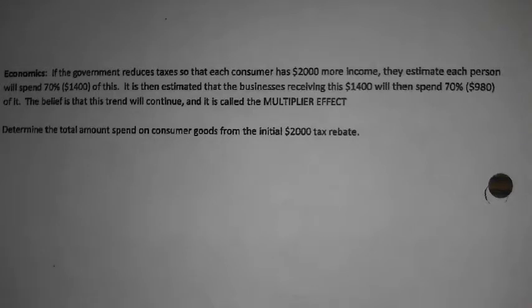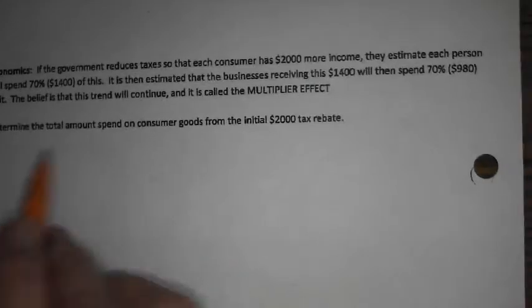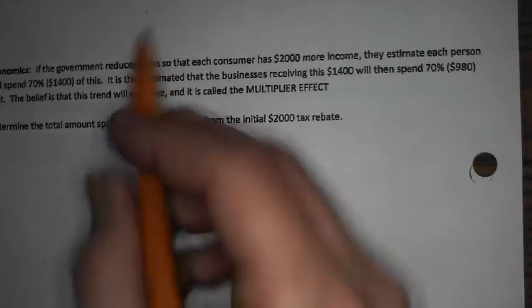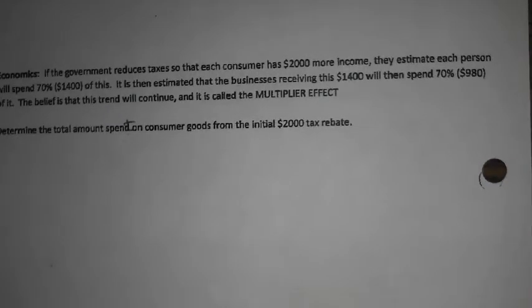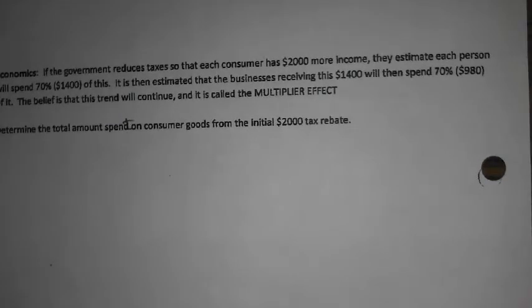So every time this money is cycled through the economy with one more transaction, that's a good thing for the economy. So determine the total amount spent on consumer goods from the initial $2,000 tax rebate. This is essentially an infinite series because this is going to go on infinitely until we're pretty much out of money. 70% of a penny, you're out of money.